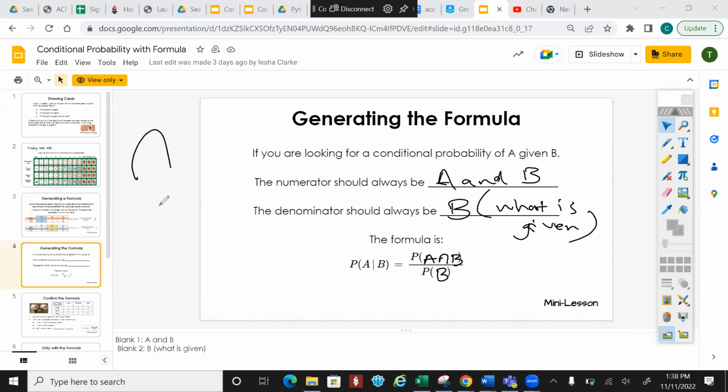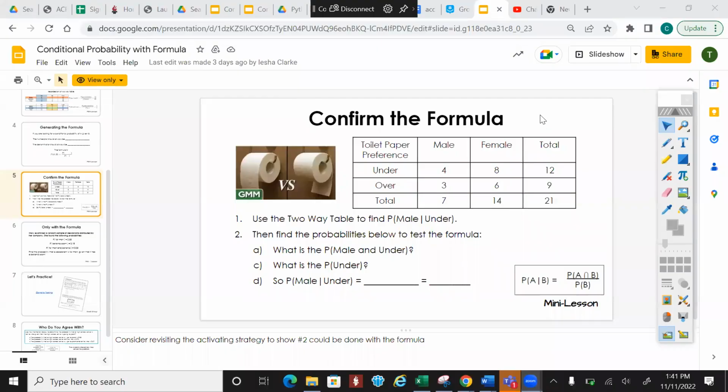Okay, so we talked about this last time. Intersection means where they cross. Okay, so where they cross over either on that two-way table or within the probability.